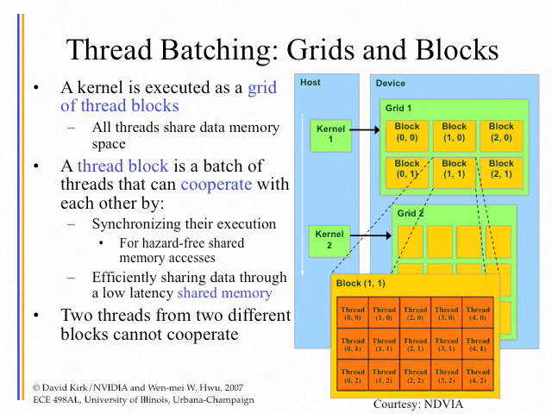Also, there is a very efficient way for these threads in a block to share data. You can access a shared memory in a very small number of cycles, probably close to 1 clock cycle. You can read and write a shared memory that's shared among all the threads in a block. But you cannot efficiently share data across blocks. Two threads from different blocks cannot cooperate.